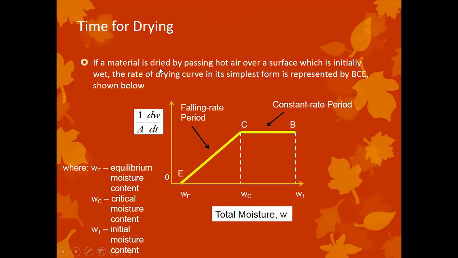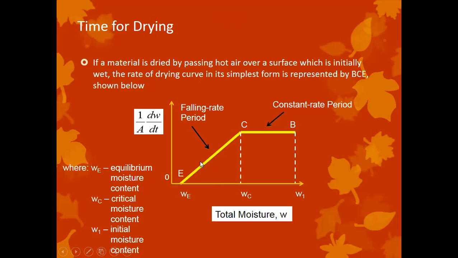So if the material is dried by passing hot air over a surface which is initially wet, the rate of the drying curve in its simplest form is represented by these three points. Though it's being mentioned here to be a curve, in our computation the equation is not that of a curve but that of a line.